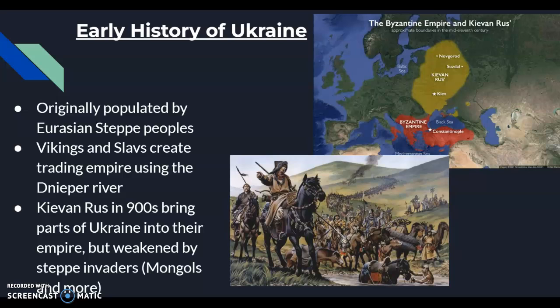The Kievan Rus, which was a bit of a precursor to modern-day Ukraine and modern-day Russia, is where you can start to see the ties together. This conglomeration of princely states, princes working together, kind of like a very loose confederation, brought parts of the Ukraine into their empire, but they were severely weakened by other steppe invaders, such as the Mongols, but also other groups, which leads to the collapse of the Kievan Rus.